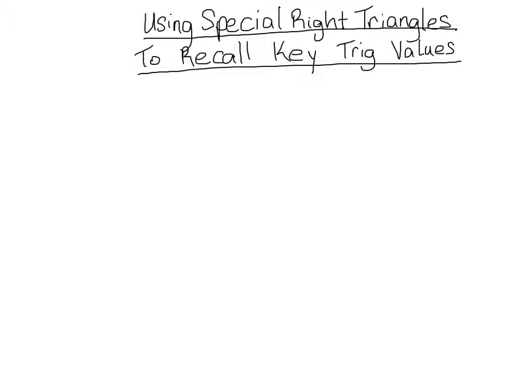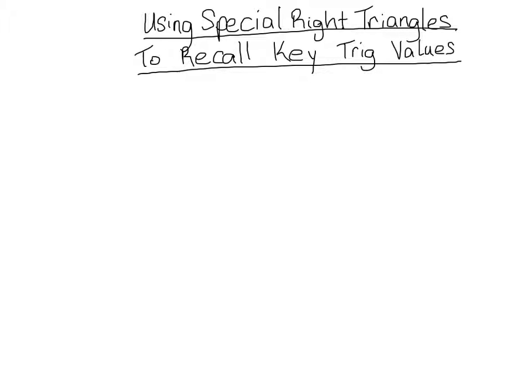In this video, we'll be using the special right triangles in order to help us to recall key trig values. So I know you've met that person who's like, oh, I know cosine 30, sine 45, tangent of 60, and they just know all of them, and you're like, wow, how do you remember all that? Well, you don't actually have to memorize it. Here's a trick. I'll show it to you in this video.